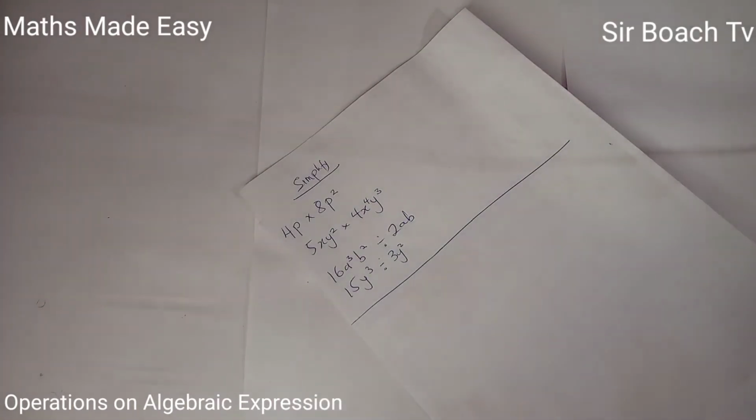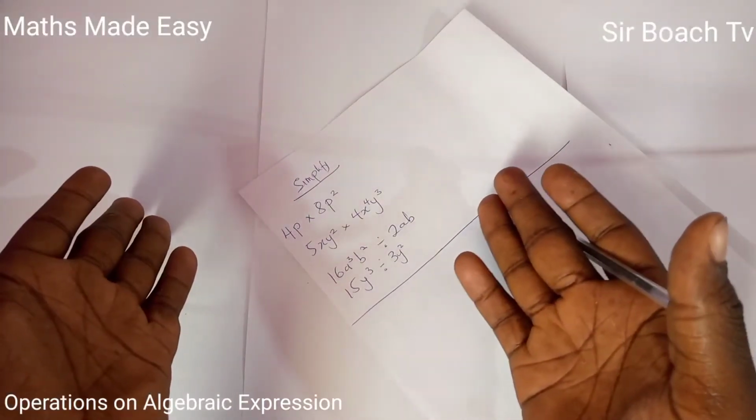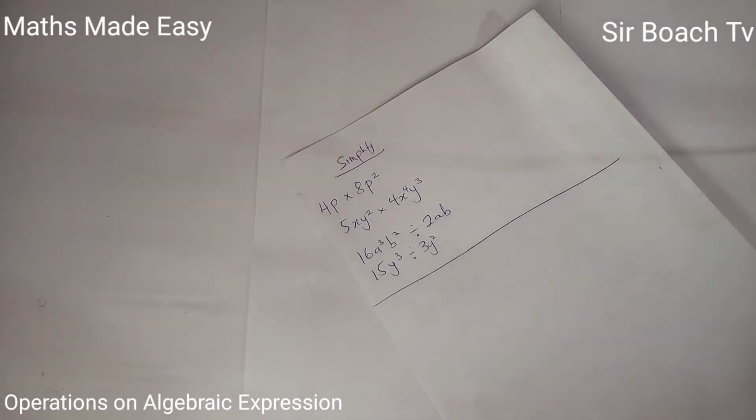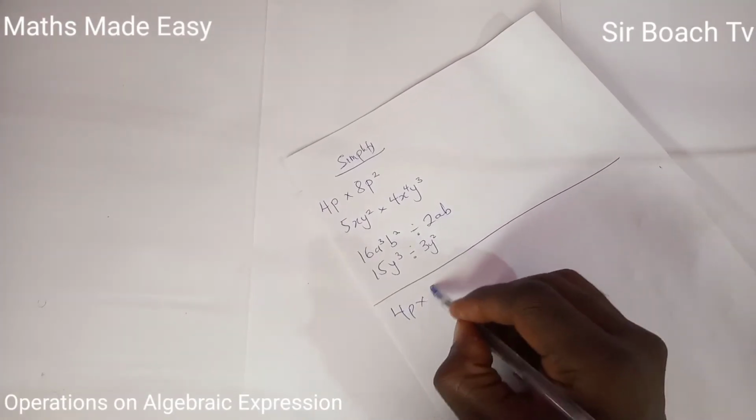Now you see, when we are multiplying a times b, we bring the a and b together, right? We are about to use the same method over here. Okay. Now we will add a little bit of indices to it. Now the first one says 4p times 8p squared.